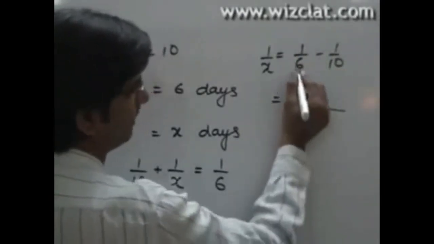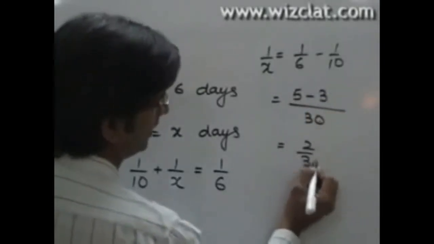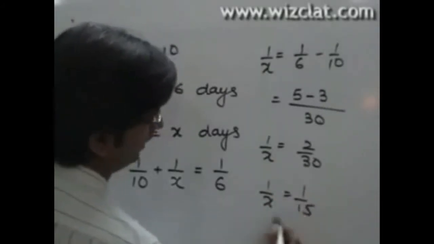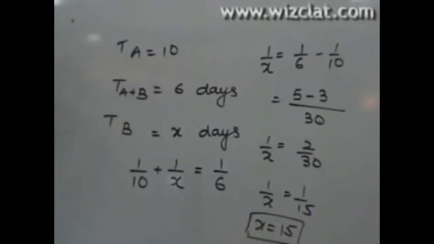30 is the LCM. 6 5 is 30. 5 minus 3, 2 by 30 is equal to 1 by X. So 1 by X is equal to 1 by 15. Therefore, X equals 15 days. So that is the first method. Okay, what if I apply another method?